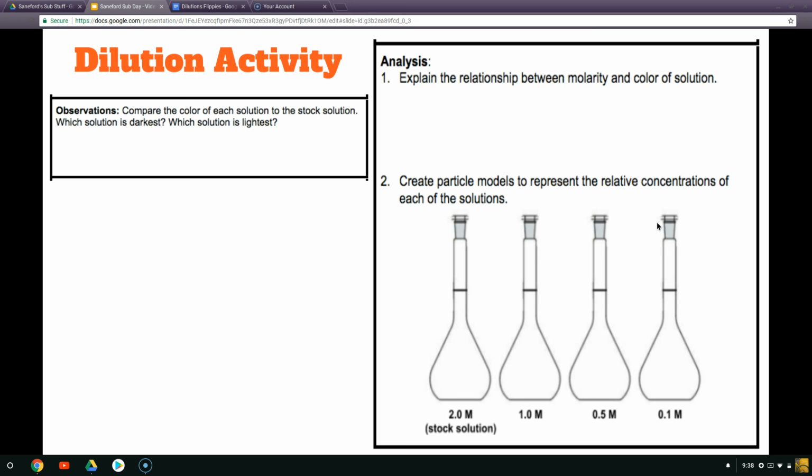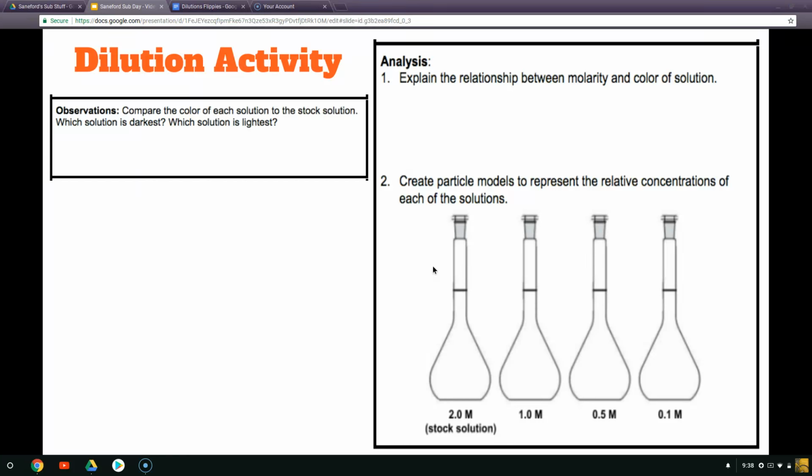You're going to make those solutions, pour a sample of each one into a different paper cup. If you have leftovers, just pour it down the drain in one of the sinks, and then make some observations and do some analysis and come back and check your answers. So pause now, lab time, come back to check.